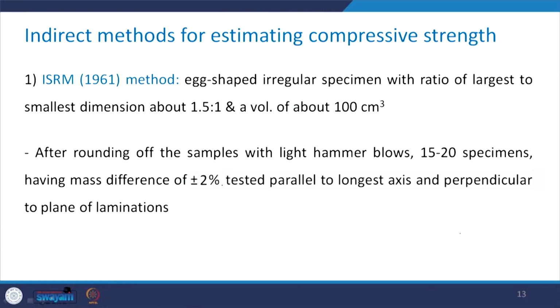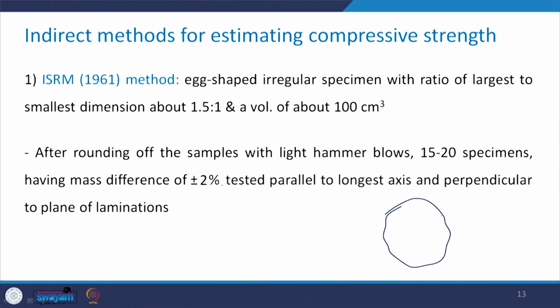Now, on one side we say it is an egg-shaped irregular specimen, and on the other side we say it is an irregular specimen. So you see there are two things, irregular and egg-shaped. Here we see how to make this egg-shaped irregular specimen. The specimen can be like this. It may have some sharp edges here and there. So we give this specimen light hammer blows and try to get more or less this kind of specimen, which is egg-shaped, from this.